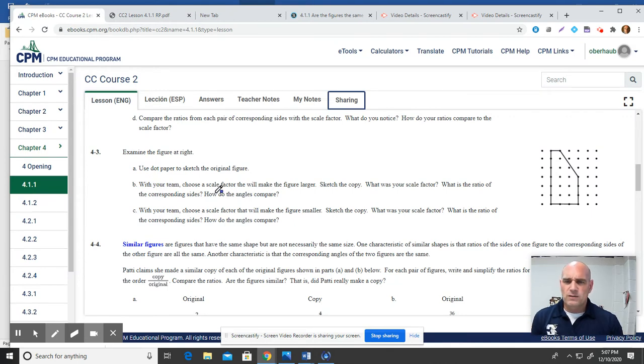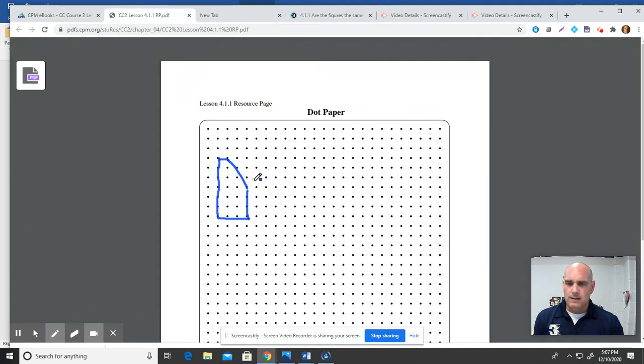Part B. With your team, choose a scale factor that will make the figure larger. Sketch the copy. What was the scale factor? What is the ratio of the corresponding sides? How do the angles compare? So we want to make a scale factor that will make this larger. Let's make it larger by 200%. So I'm going to double every side.